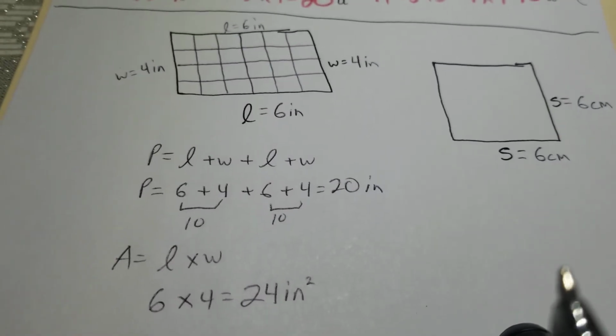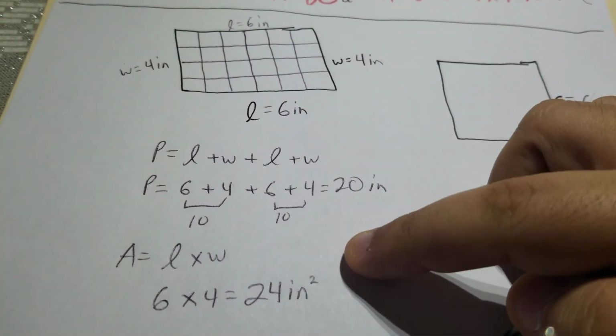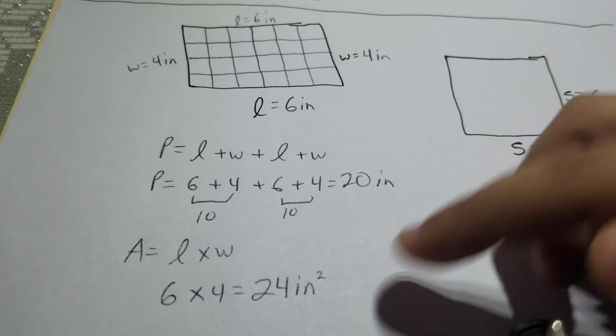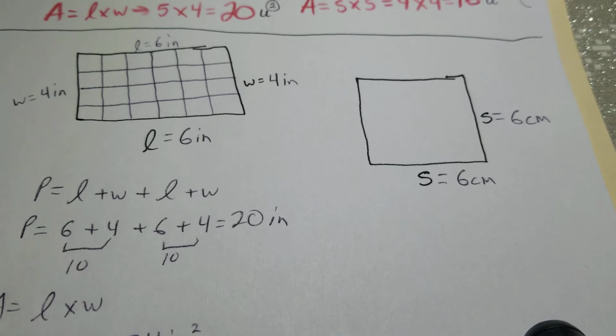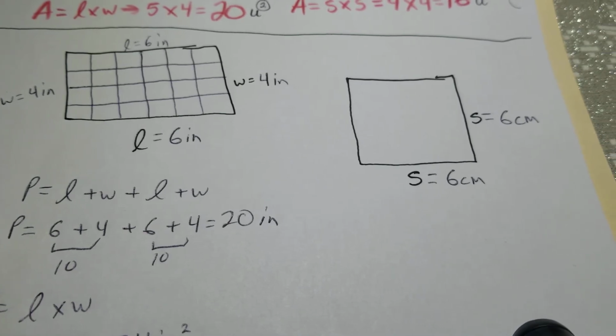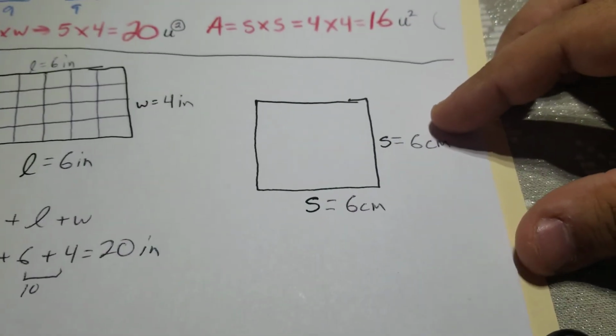So that's why, if it gives you a unit of measure, your perimeter will not have the little 2 on top, but your area will. And this can apply for any unit. It could be, like I said, inches, feet, yards, millimeters, centimeters, meters. It could be any of those units of measure when it comes to length. Now let's go ahead and do the other one.